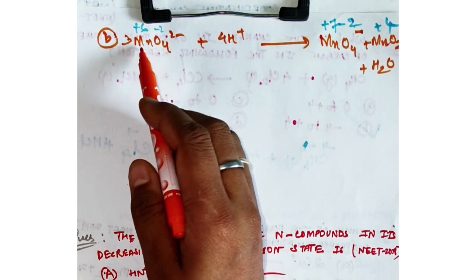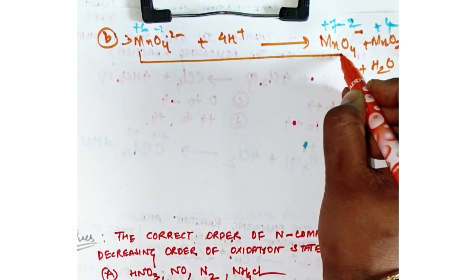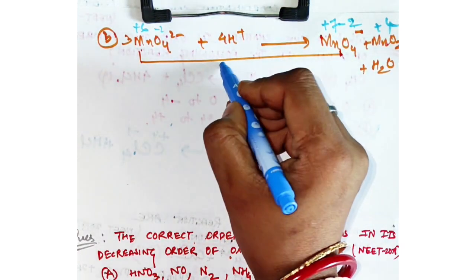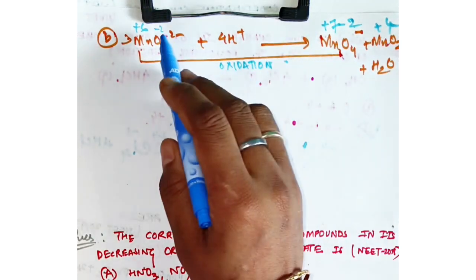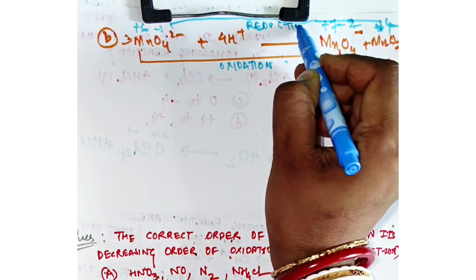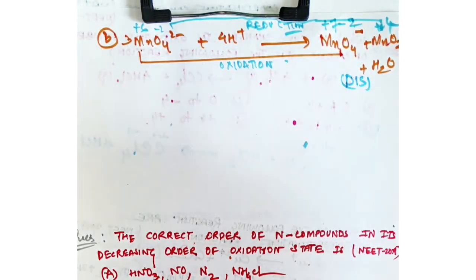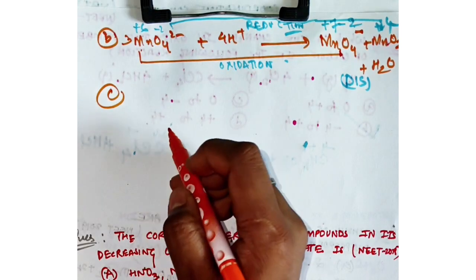So what is happening out here? See here, this manganese is +6. When it loses electrons, it forms the +7 state, so that is oxidation. And +6 is also coming and forming +4, so from +6 to +4 is gain of electrons, that is your reduction. So this is also a disproportionation reaction. A and B are your answers, but even C can be, so we will do all.